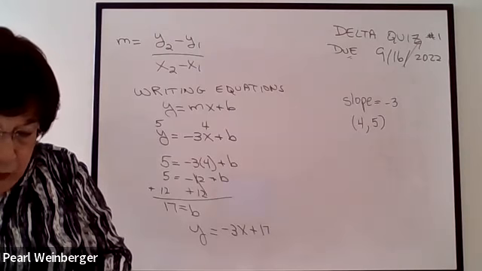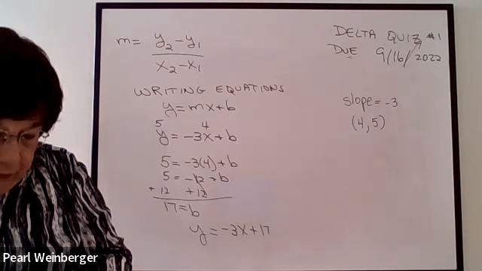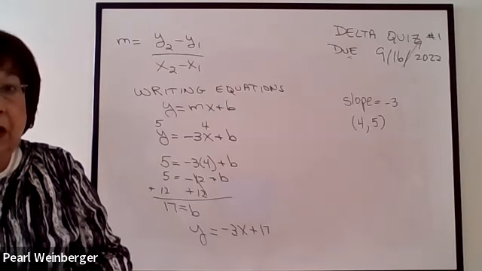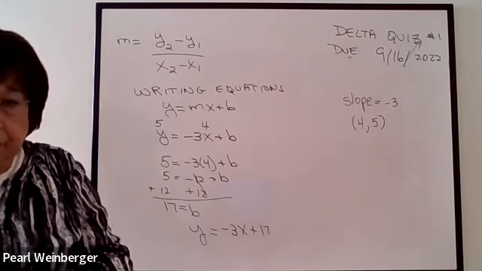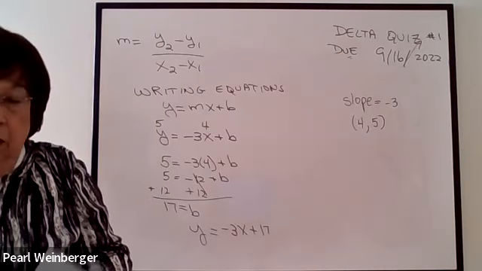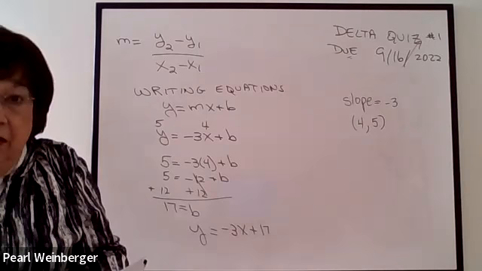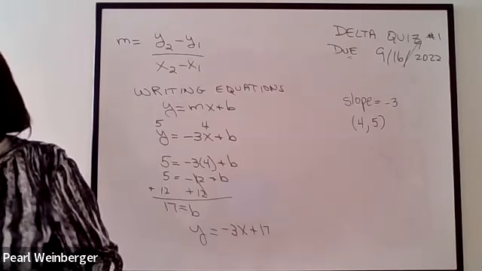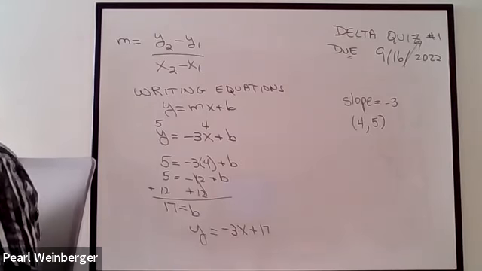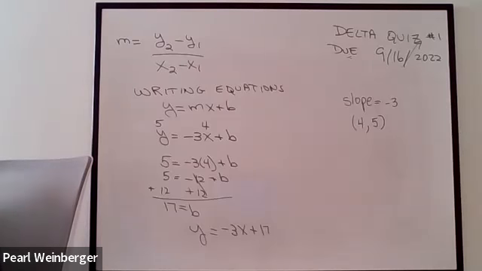Okay, let's try one other type of example. What if I don't give you the slope, but I give you 2 points that are on the line? What if I tell you I have 2 points on the line?